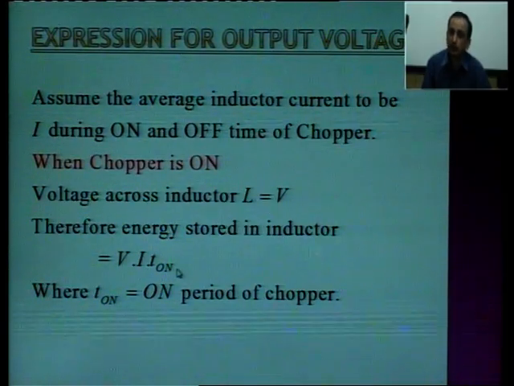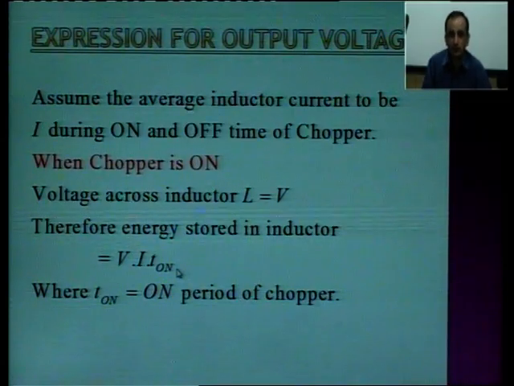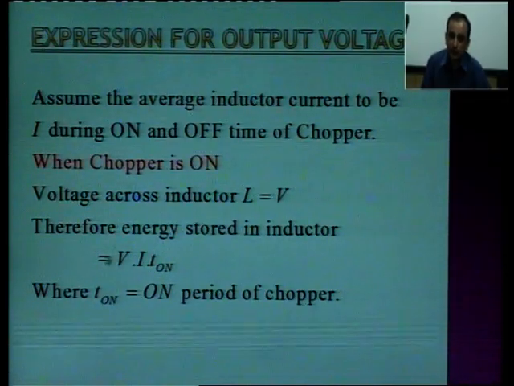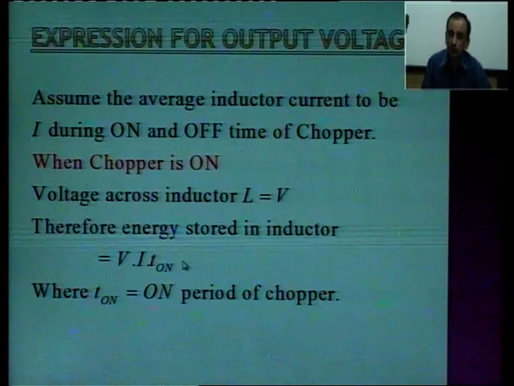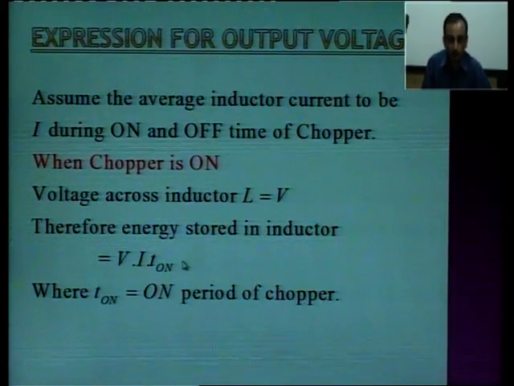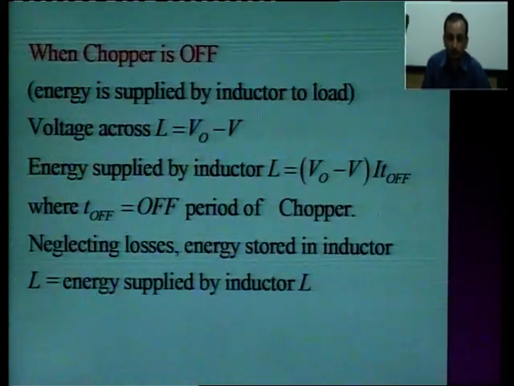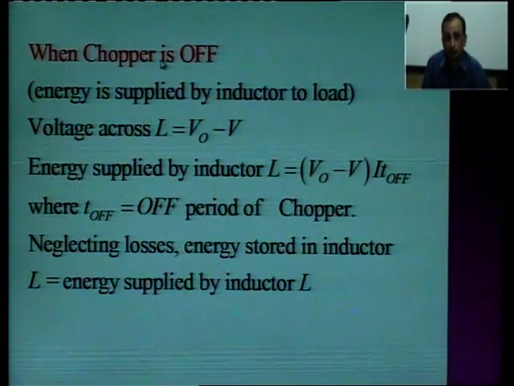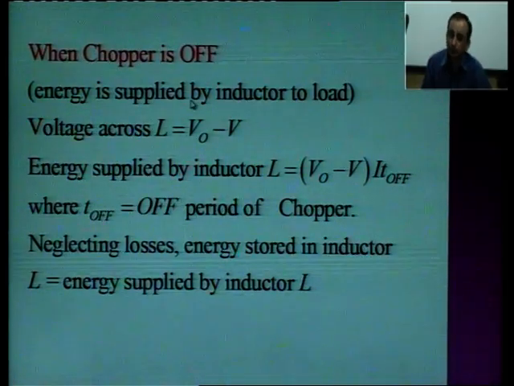So, V into I into T on, and this we have taken for the steady state condition. That is V into I for DC circuits, and T on is the time for which it is on. So, this is the energy that it has stored when the thyristor, or rather the chopper, is on. When the chopper is off, the energy is supplied by the inductor to the load.